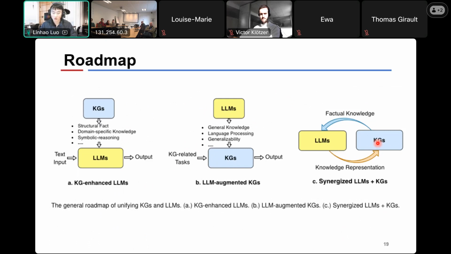Yeah, and in the third part, we try to build a synergized model where the large language model and the knowledge graph are in equal positions, and can help each other. The knowledge graph can provide the factual knowledge, and the LLM can process and represent this knowledge, help the knowledge graph understand it better, and also infer some new insights. So here are the three roadmaps we have presented.